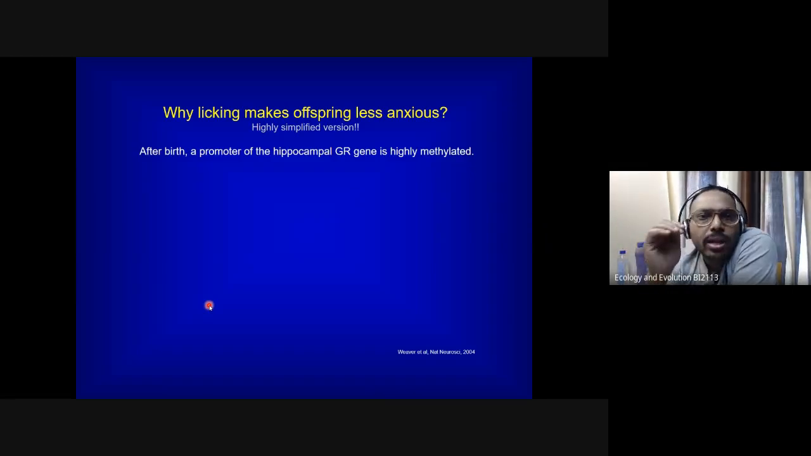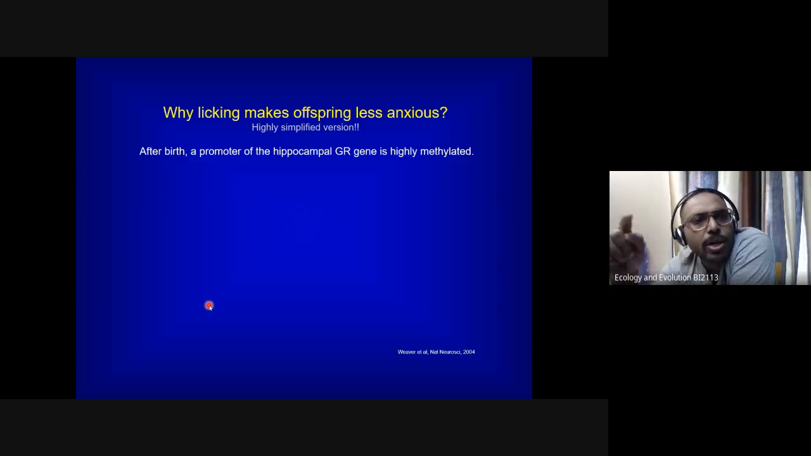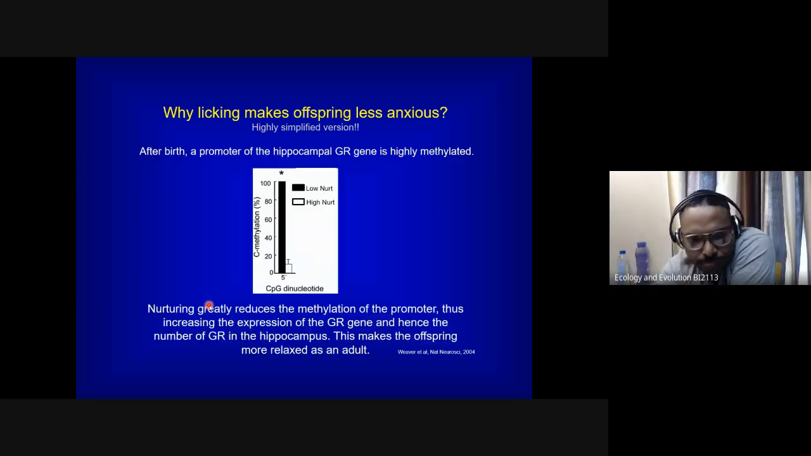Now when the mother does the licking and grooming behavior, and we are talking about a particular phase, I think the first week or 10 days or so in the early life of the baby, then during this period, when the mother does all this comforting by licking and grooming, a series of reactions are set in motion, because of which these methylation marks are removed.